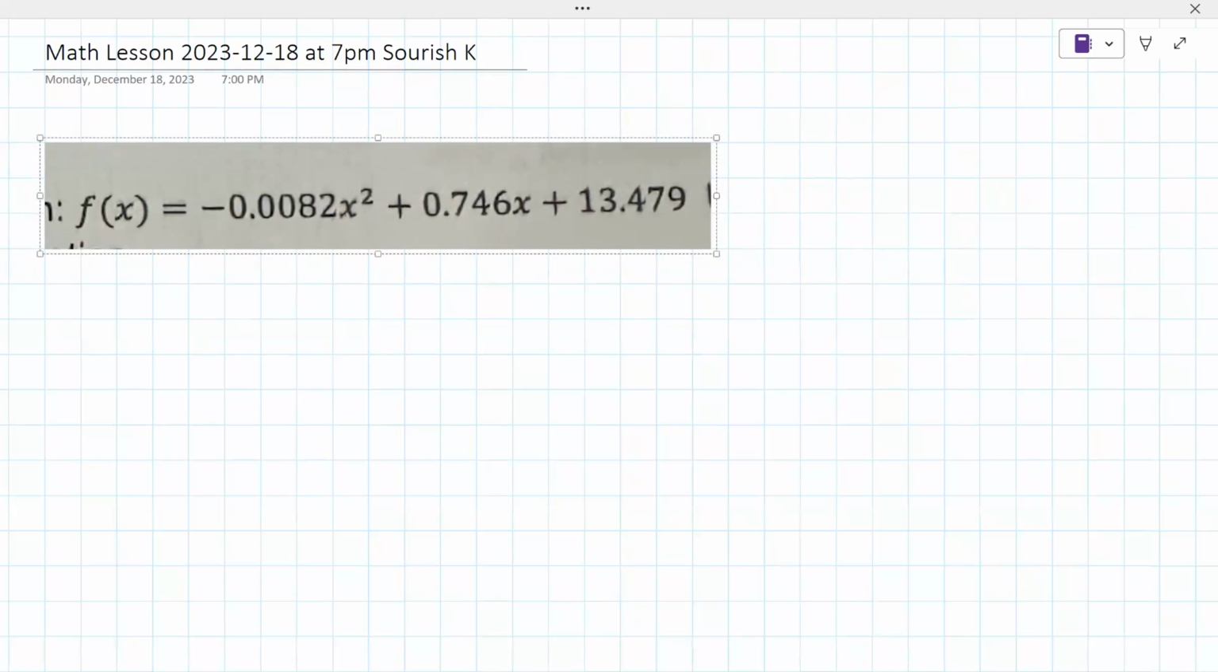I already did the problem, but you can show it to me. It's up to you. Do you want me to try how to graph it? Maybe no. Okay. All right.